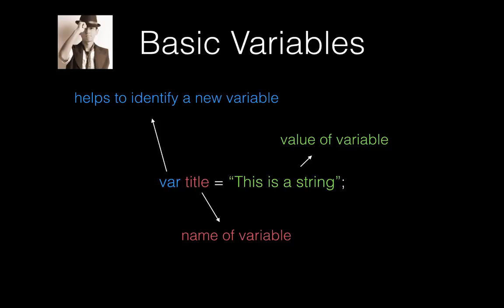Now, for this whole variable here, it reads something like this. The variable name title has a value of this is a string. You must be feeling confused now, right? Let's look at some examples to get a better idea. Follow me.